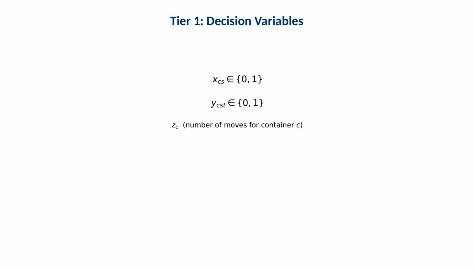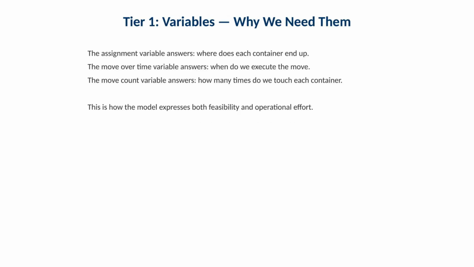This slide introduces the variables that represent assignment and movement decisions. In practical terms, these variables determine the final plan and the operational effort needed to execute it. The assignment variable answers where each container ends up. The move over time variable answers when the move is executed. The move count variable captures how many times a container is touched, which is a direct driver of cost and risk in real operations.